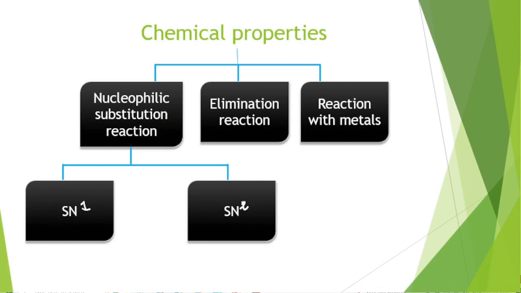See, whenever we talk about the chemical properties, we have divided the chemical properties into three different categories. Chemical properties of haloalkanes are divided into three. One is going to be the nucleophilic substitution reaction. Next one is elimination reaction, and third one is reaction with metals. This one is very important to remember.